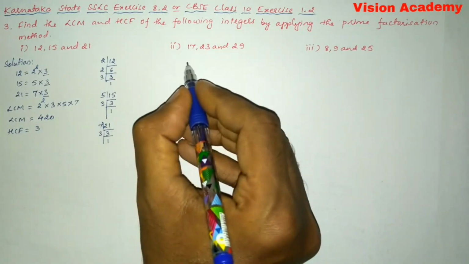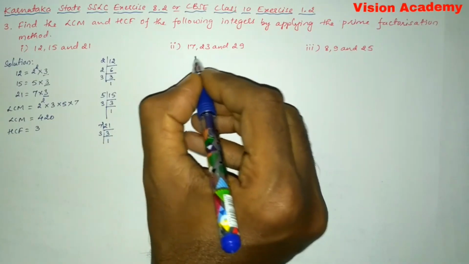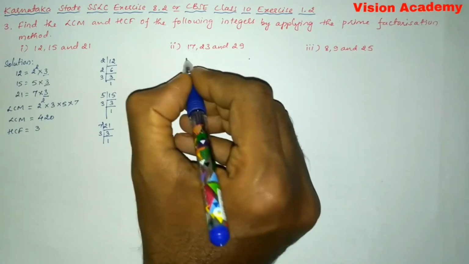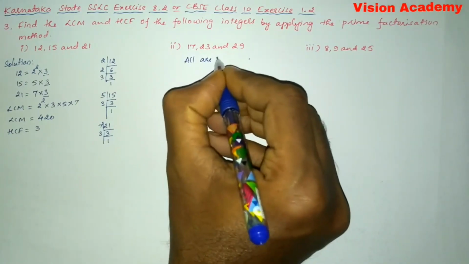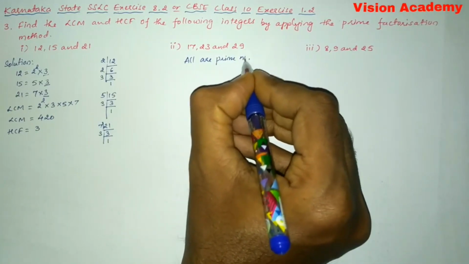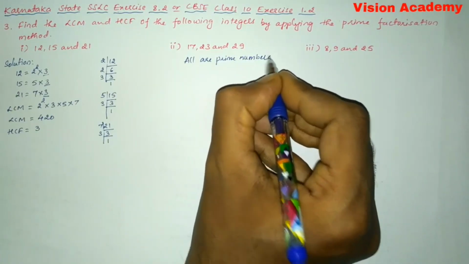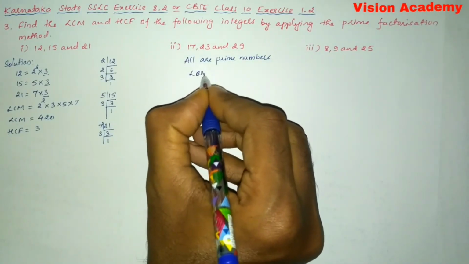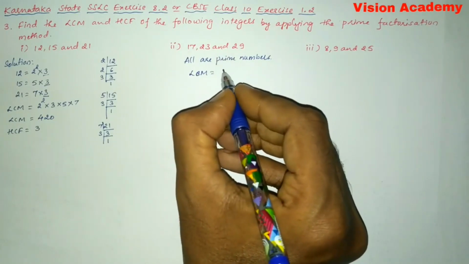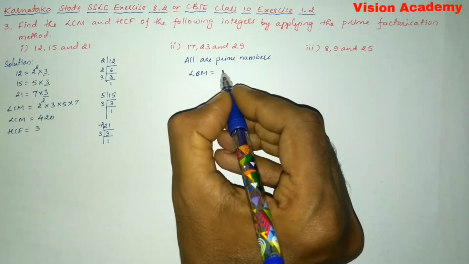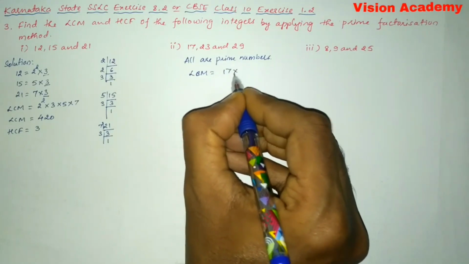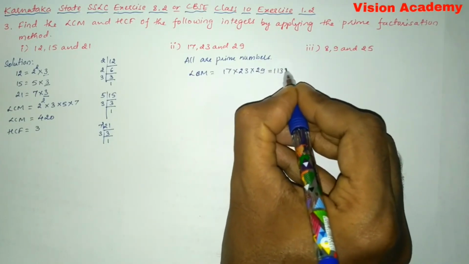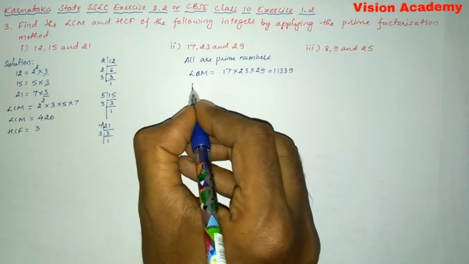Now let us move on to Roman number 2. Let us consider 17, 23 and 29. So here all are prime numbers only, so these cannot be divided by any other prime numbers. So let us write LCM. As per the definition, it is the product of all the highest powers of prime factors. Here 17 into 23 into 29. So this gives us 11,339.